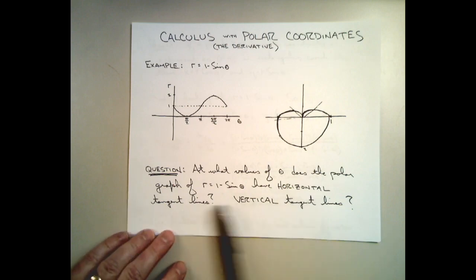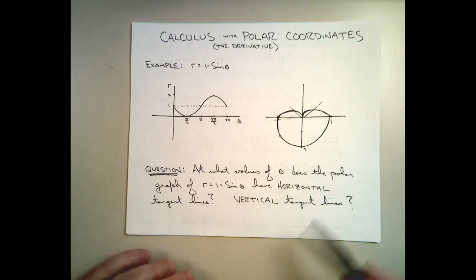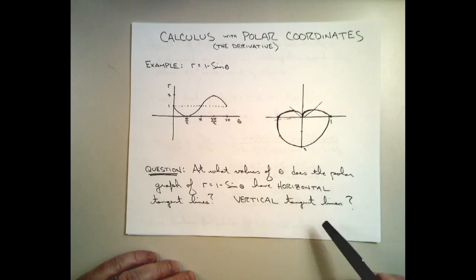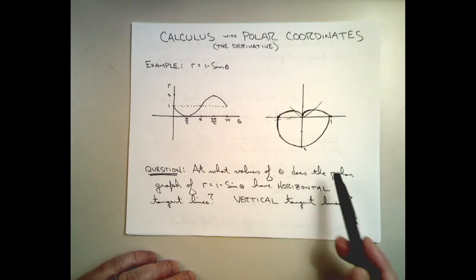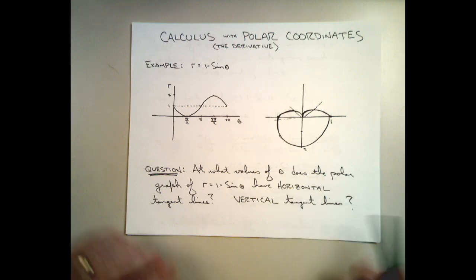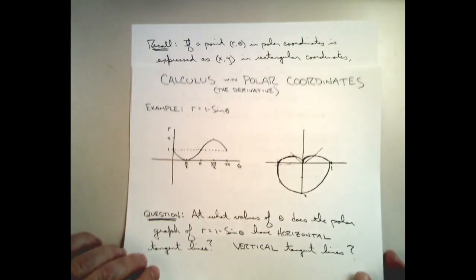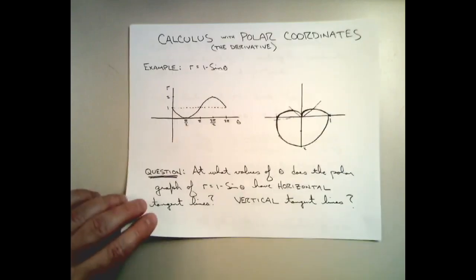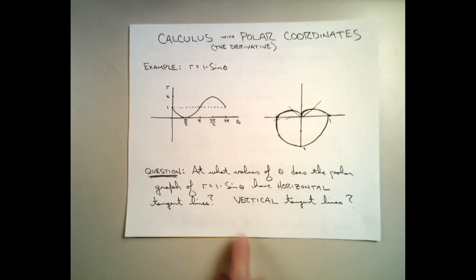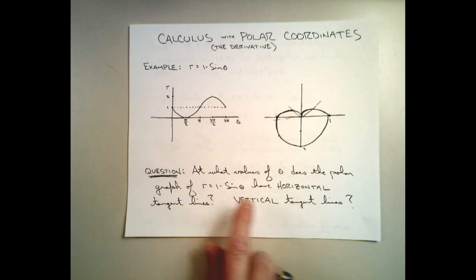Horizontal tangent lines happen whenever the derivative, and here I'm thinking of how does y change with respect to x. Whenever I'm talking about horizontal tangent lines, that's a y against x question. Vertical tangent lines also is a y against x question. So I'm going to have to figure out how to think about derivatives. I'm going to have to think about derivatives of this polar graph, but I'm going to want to think about them as y against x, so dy/dx.